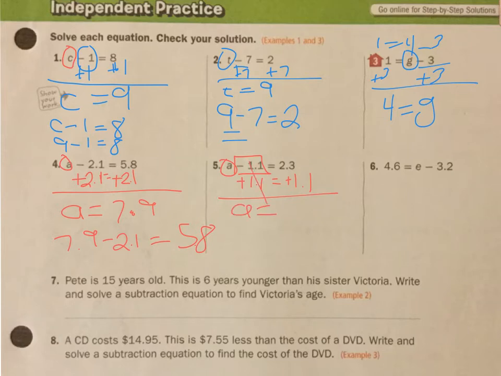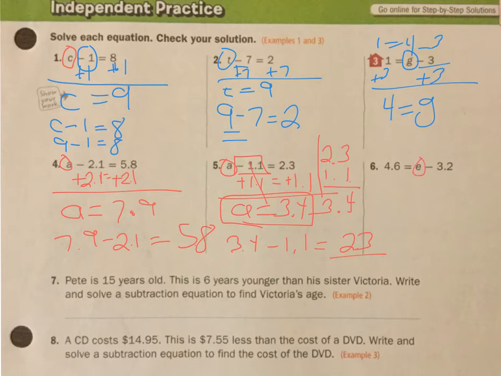Now, I need to add with my decimals all lined up. Okay, so 3 plus 1 is 4. Bring my decimal down. 2 plus 1 is 3. So 3.4 is the answer I get. Let's check it. 3.4 minus 1.1 equals 2.3, which is what I want. Yay. All right, number 6.